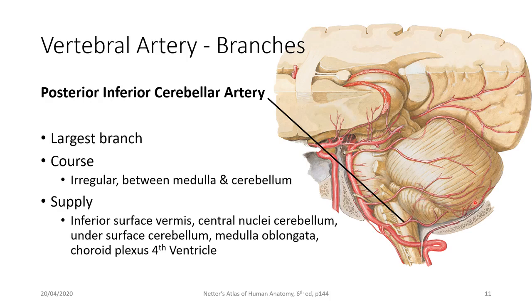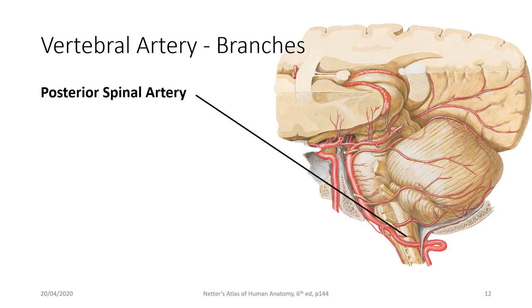Then it supplies the undersurface of cerebellum, and the branches that go back may ultimately take part in the choroid plexus. Not the arteries. Some of the arteries from here may take part in the supplying of choroid plexus of fourth ventricle. You may remember that choroid plexus, fourth ventricle, is present between the upper part of medulla in front and cerebellum behind. Then there is posterior spinal artery.